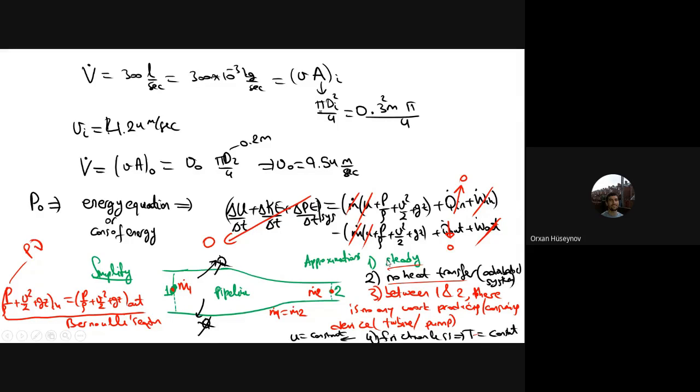It says that it is steady, no heat transfer, adiabatic system. There is no work transfer and also frictionless. Okay, with these four assumptions, we have got this final relationship, which is called the Bernoulli's equation.